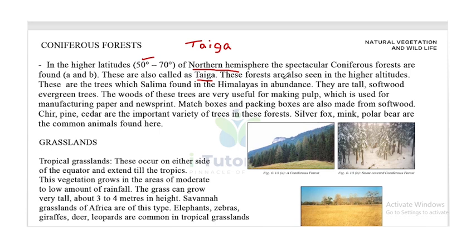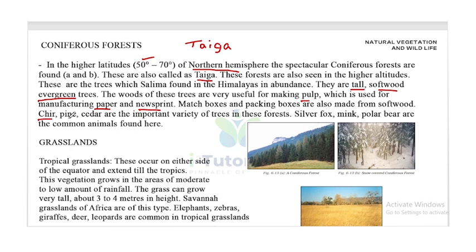Now, these forests are also seen in the higher latitudes. There are trees which are found in the Himalayas in abundance. They are tall, softwood and evergreen trees. The woods of these trees are very useful for making pulp, which is used for manufacturing paper and newsprint. Matchboxes and packing boxes are also made from softwood.